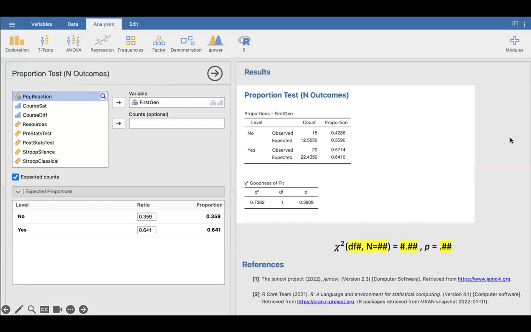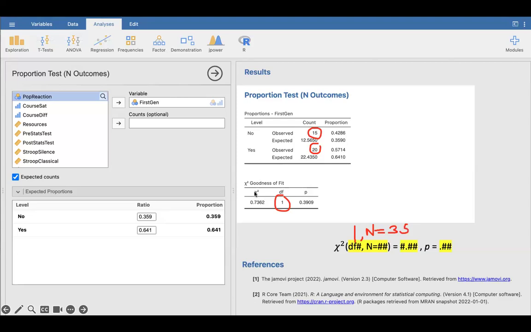So here we have the results, and I just want to point out where these come from. Our degrees of freedom is right here. So it'd say 1 and then a comma and n equals, and it doesn't actually give you the n in Jamovi, but it's just the actual count. So the observed counts added together, which in this case is 35.